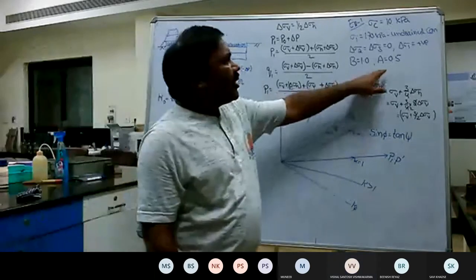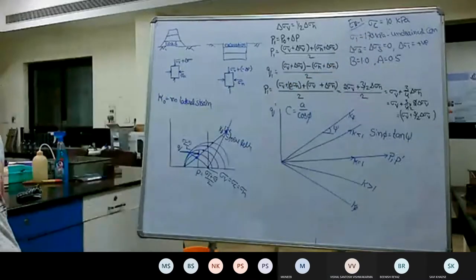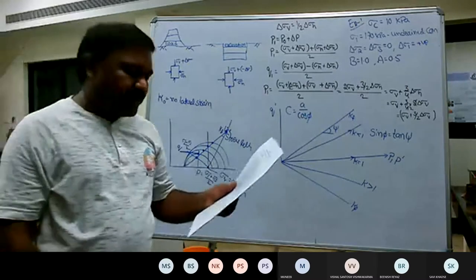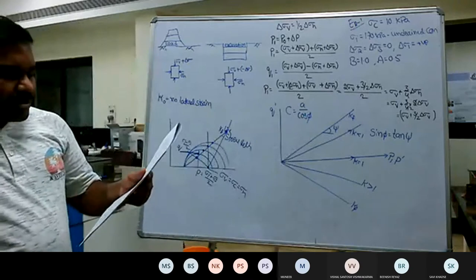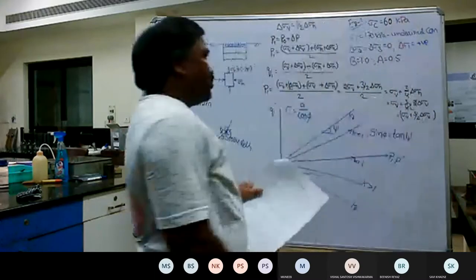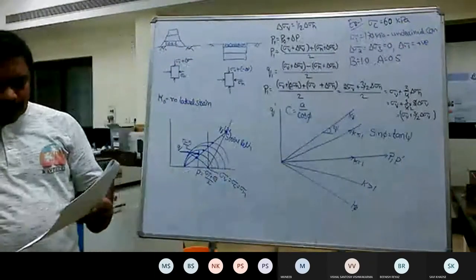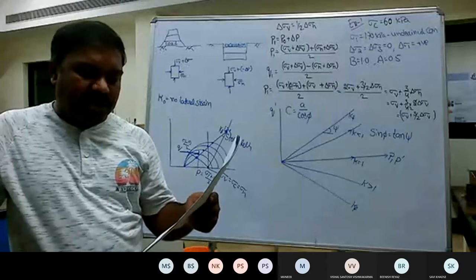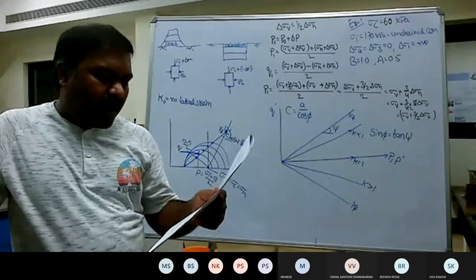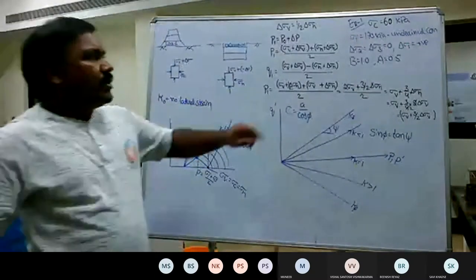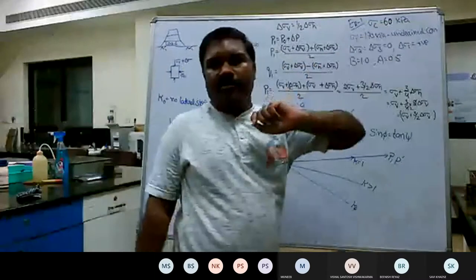Just note down a small sum and try to solve it yourself. An undisturbed sample of saturated clay soil is consolidated to an all-round stress of 60 kilopascals. The following stress changes are then imposed under undrained condition until the value of sigma 1 reaches 170 kilopascals. So the sample was initially consolidated with a cell pressure of 60 kilopascals.